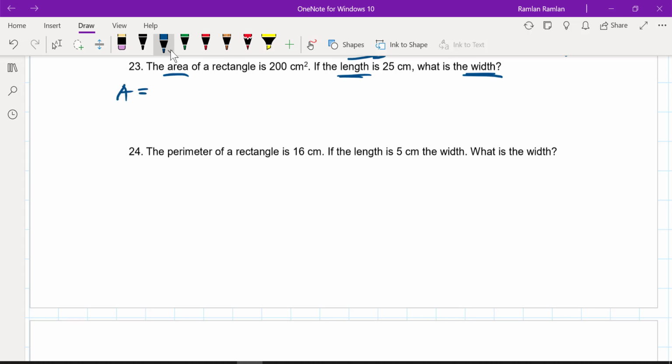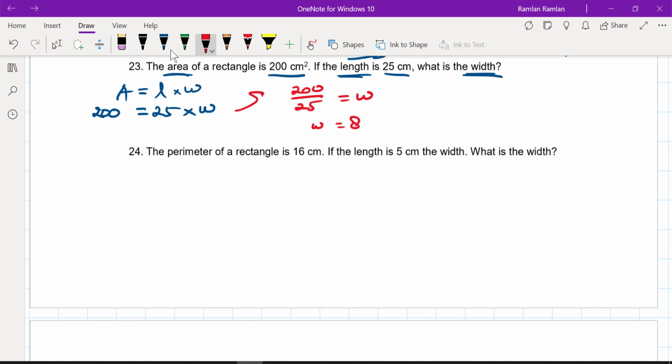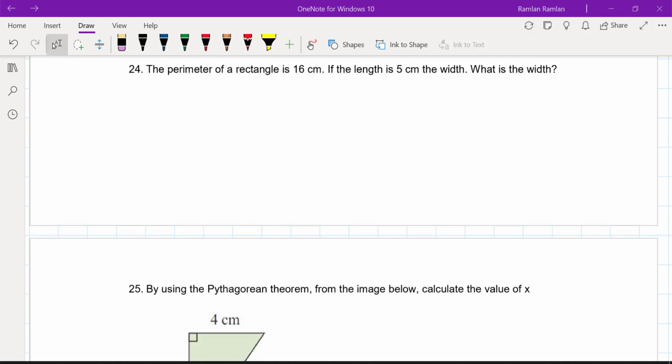Because we know that the formula of area of a rectangle is length times width, and since we know the area is 200, put 200 over here, and the length is 25, so 25 over here, and the width we don't know yet. Okay, so very simple algebra. Divide both sides by 25. That'll be 200 divided by 25 equals W, and that's just equal to 8, and that'll be in centimeter.